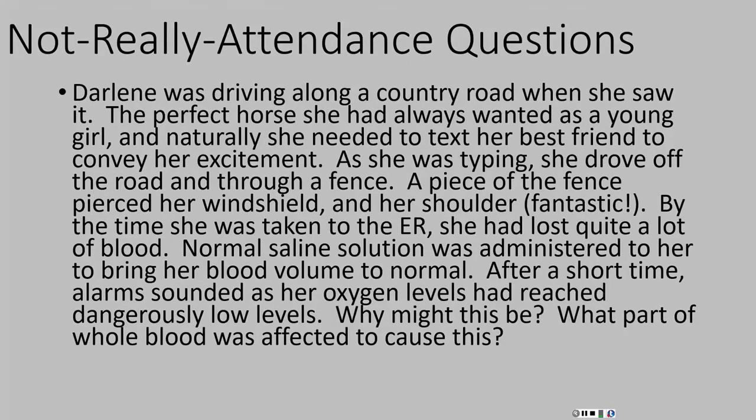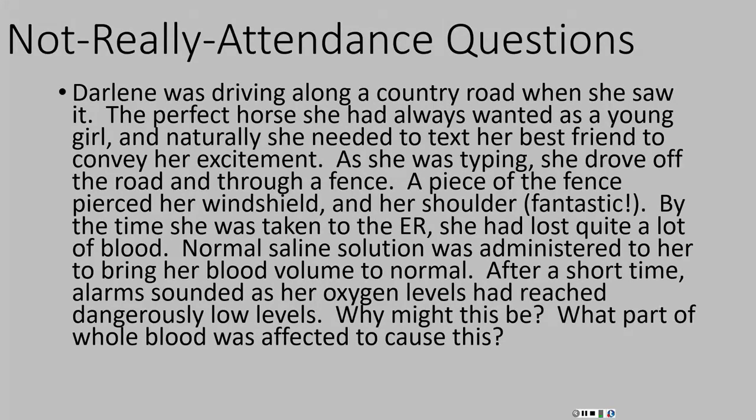Let's go ahead and read this question, and as I'm reading it, make sure to try to answer this on your own before you hear what I say, okay? So, Darlene was driving along a country road when she saw it, the perfect horse she'd always wanted as a young girl, and naturally she needed to text her best friend to convey her excitement. As she was typing, she drove off the road and through a fence. A piece of that fence pierced her windshield and through her shoulder. Fantastic. By the time she was taken to the ER, she had lost quite a lot of blood.